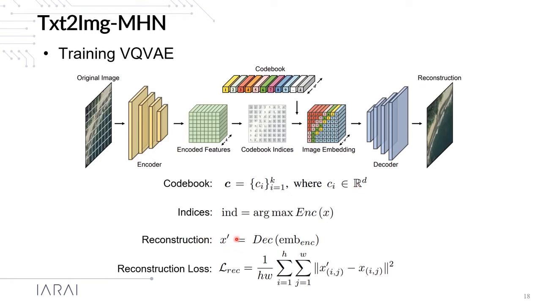And once we get this image embedding, we can use the decoder network to obtain the reconstruction image X prime. And finally, the whole network is optimized with the constraint of this reconstruction loss, which is implemented with the mean squared error. And once the training of the VQVAE is finished, we will fix the parameter weights in the encoder, decoder, and the codebook.